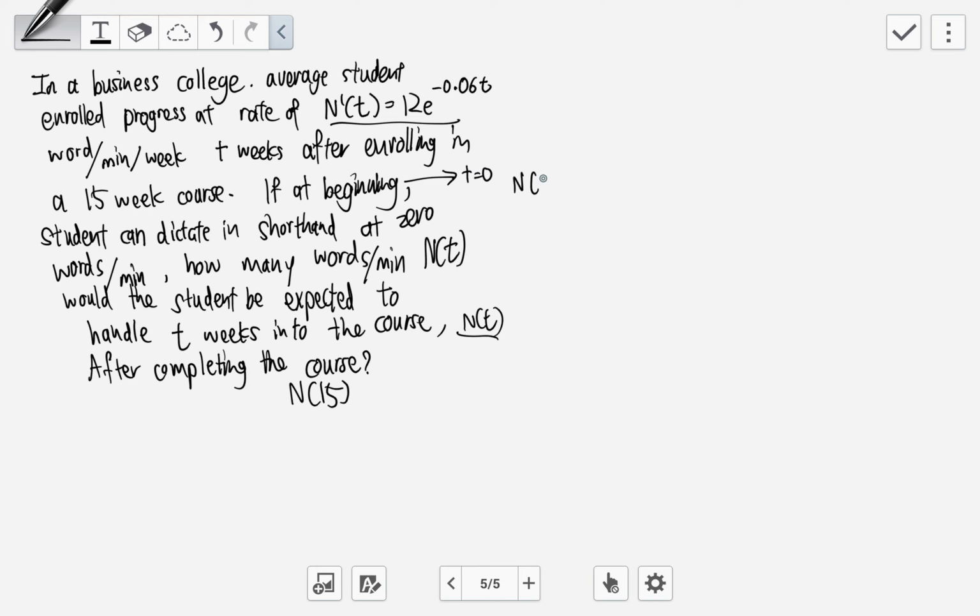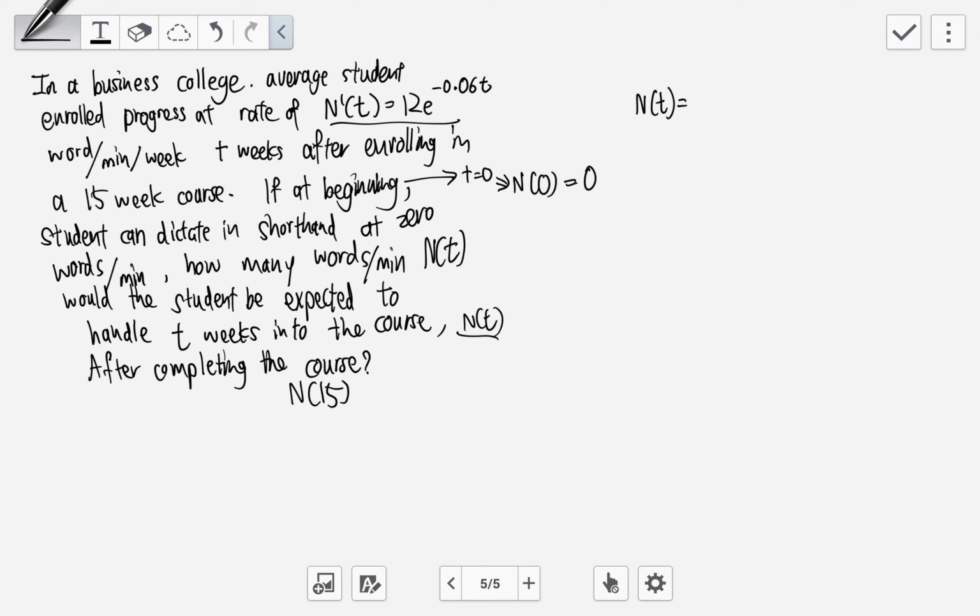so N(0) from here is the clue that N(0) equals 0 words per minute. So N(0) equals actually 0. Okay, so these are the clues. So I find my N(t).